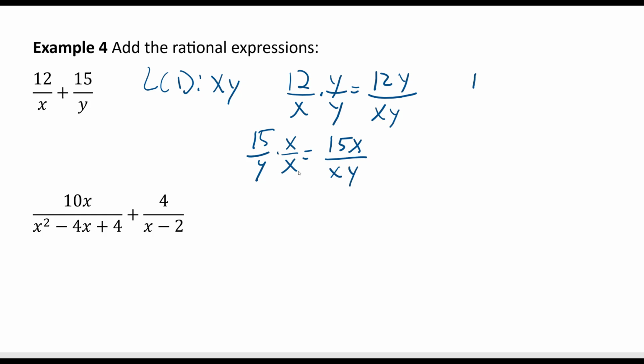So when we have 12y over xy plus 15x over xy, we get 12y plus 15x over xy.